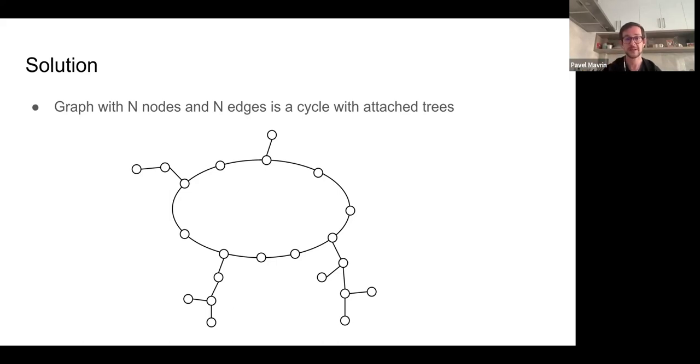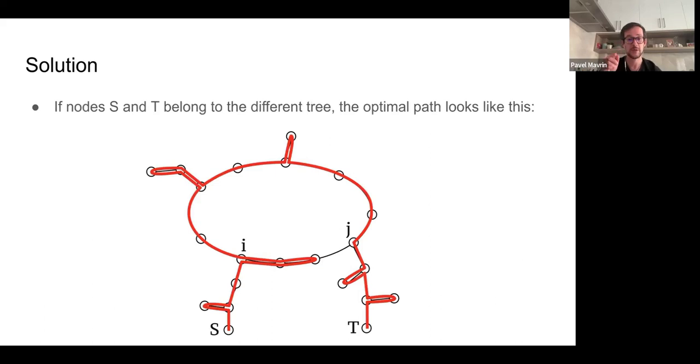So some nodes S and T. If these nodes S and T belong to different trees of this graph, so I have a cycle plus some trees, then the optimal path will always look like this. I start in vertex S, then visit all the nodes inside this tree, go to the cycle, go around the cycle, visit all the nodes in every tree I visit, then go to another tree that contains node T, visit everything there, and finish in the node T.